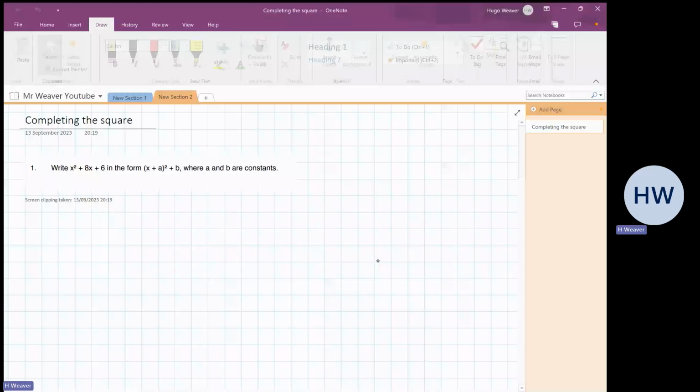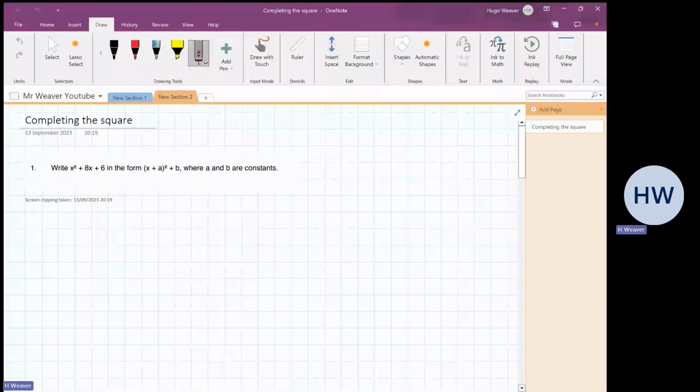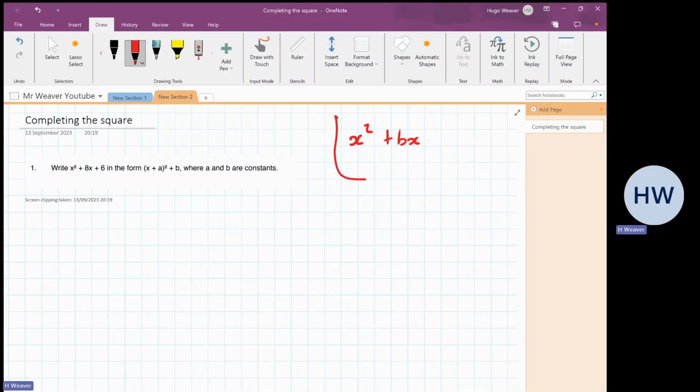So you complete the square. What you always want is to get it into the format of something like x squared plus bx. So the coefficient of the x squared must be a positive 1. Okay, so that's the golden format. It doesn't really matter what the c is. This bit over here must be like that.